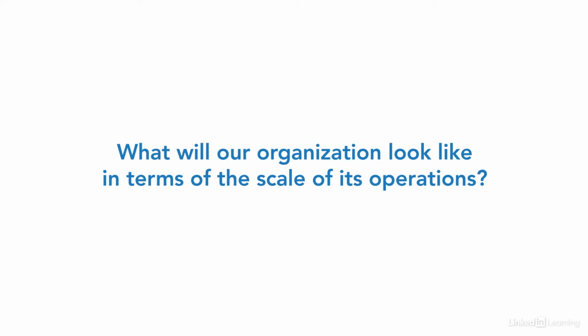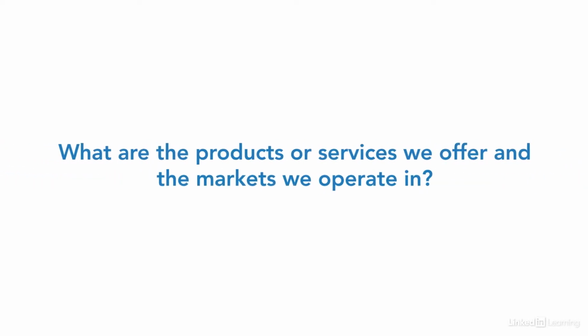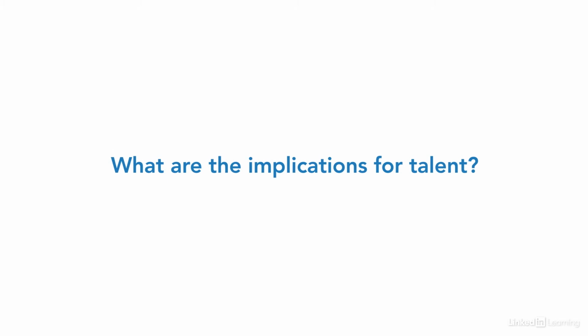Remember, the business environment isn't static. It's volatile, uncertain, complex, and ambiguous. That's why it's important continuously to look 2, 3, even 5 years into the future to ask questions like, what will our organization look like in terms of the scale of its operations? What are the products or services we offer and the markets we operate in? What are the implications for talent?